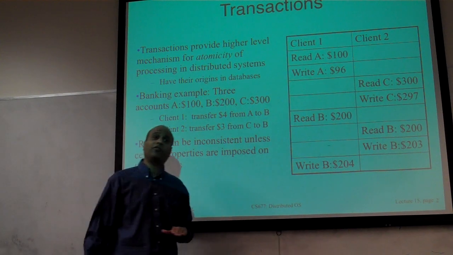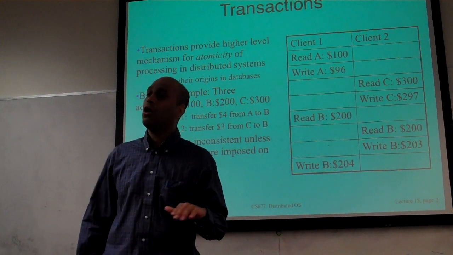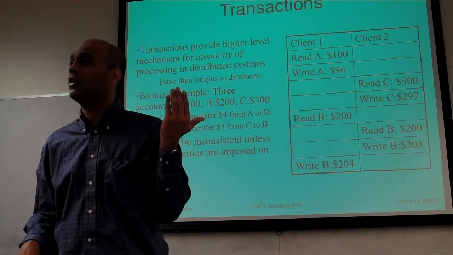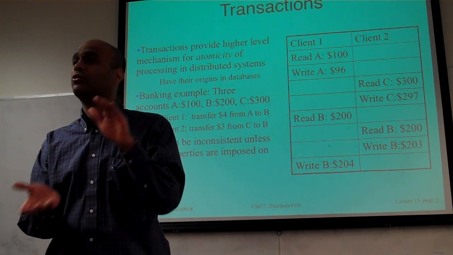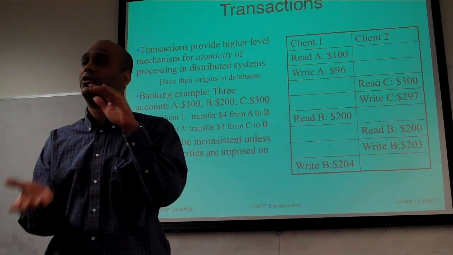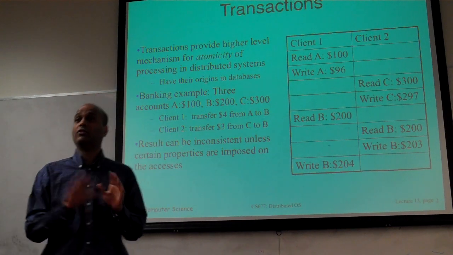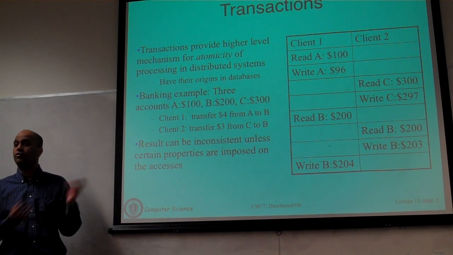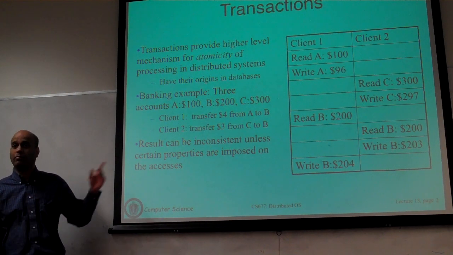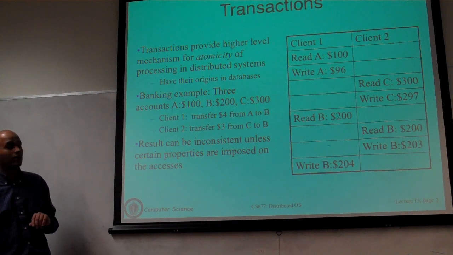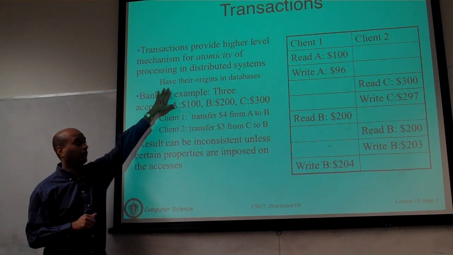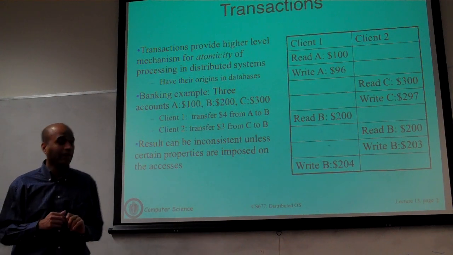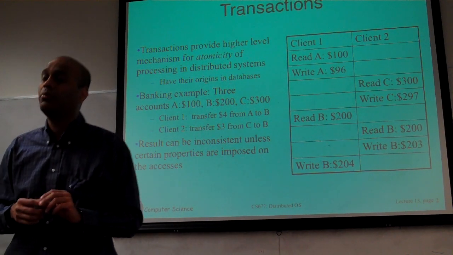Either the transaction finishes completely, or it doesn't finish, which means all the changes that it did are undone. So you get this notion of atomicity for this critical section, which locks by themselves will not give you. There is no notion of rolling back state when you have a lock, but transactions allow you to roll back, as we will see. They have their origins in databases. Now we are going to look at an example of why you need to implement transactions.